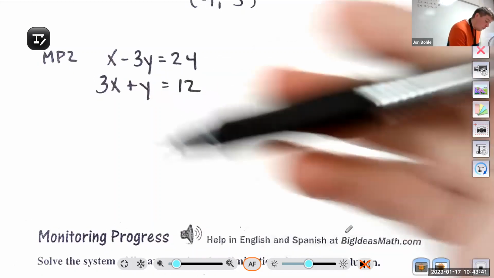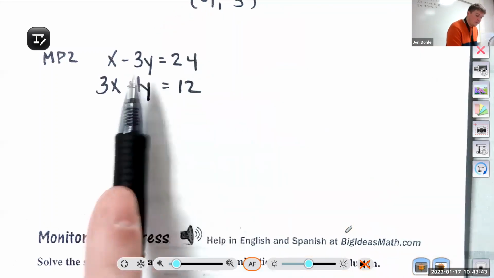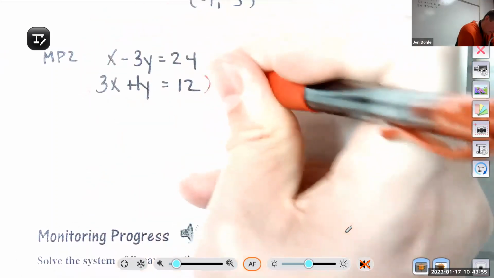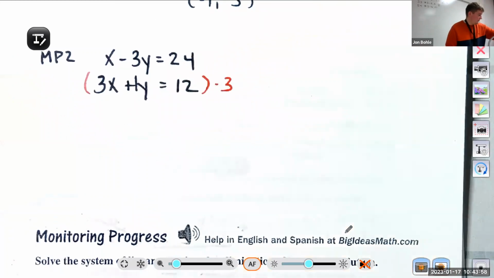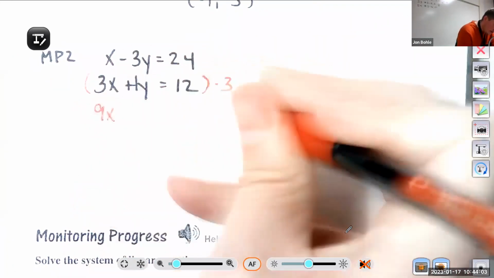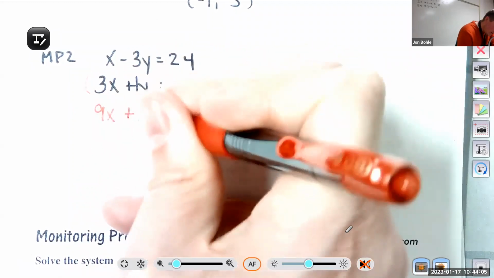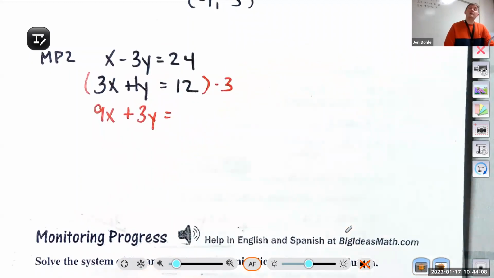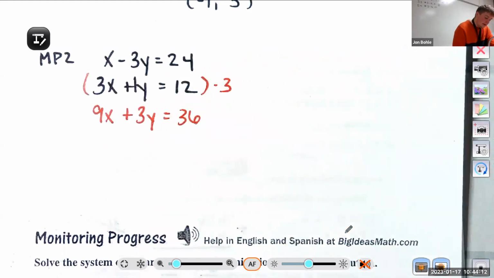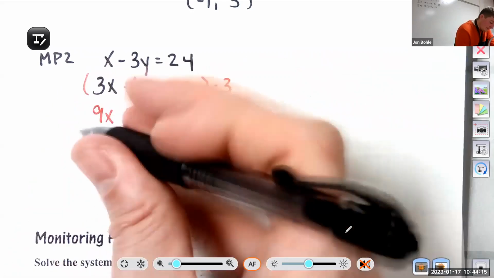Okay, so if I have 1 here and I have negative 3 here, what should I multiply the bottom equation by to create opposites in the y variable? 3. Okay, 3 times 3x, 9x. 3 times 1y is 3y. 3 times 12 is 36. Okay, then I'm going to just take this top equation and copy it below.